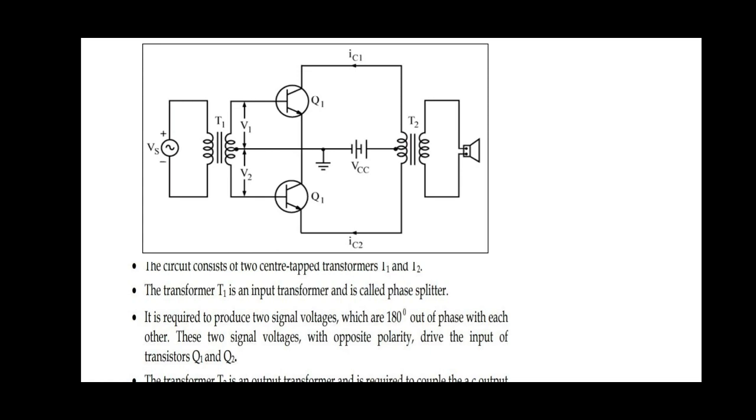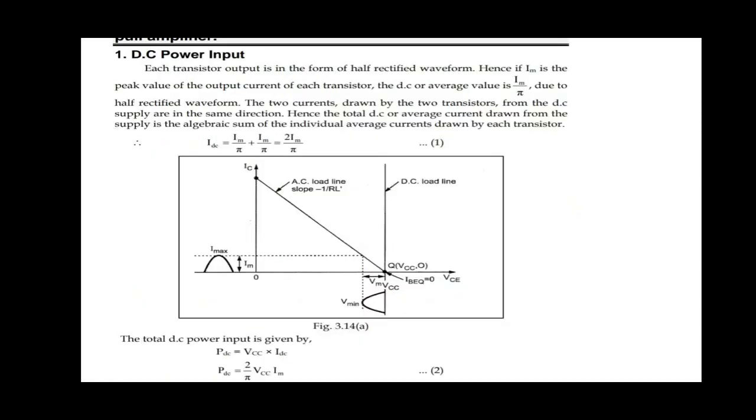The secondary of the output transformer will have the induced voltage. The output of the amplifier will be twice the output offered by a single transistor. Thus the push-pull arrangement permits maximum transfer of power to the load through impedance matching. So RL dash is 2 times (N1 by N2) whole square times RL.